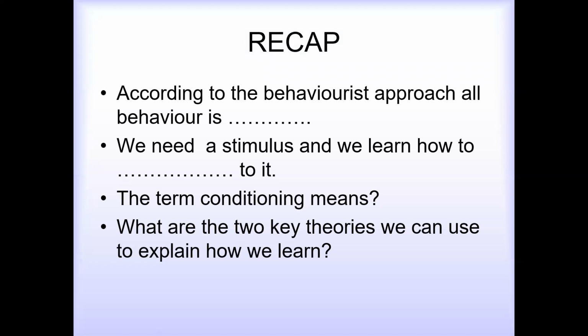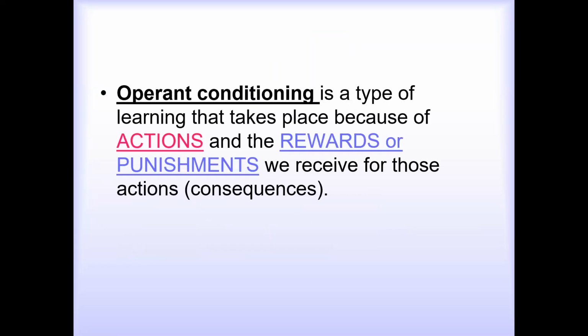Operant and classical conditioning. Operant conditioning is a type of learning that takes place because of the actions, so how we behave, and the rewards or punishments of how we behave. So here we're looking at reinforcement. Remember, we're more likely to carry out a behaviour again if we get a reward, and less likely to carry out a behaviour again if we receive a punishment. So it's about the reinforcement and the consequences of our actions.